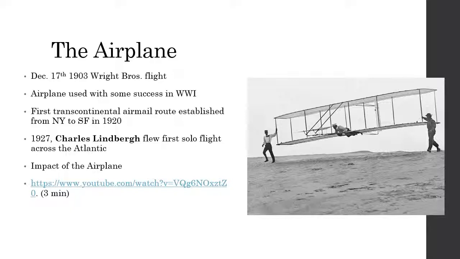The airplane will be used to some degree in World War I, mostly for airmail and other small flights, not for bombing. It can't carry a lot of weight and nothing that is a much longer trip. The first transcontinental airmail route will be established from New York to San Francisco in 1920. During this time period, airplanes were mostly used for things like mail or for quick business trips for the wealthy. They are very dangerous. They're not used for widespread public transportation at the time.